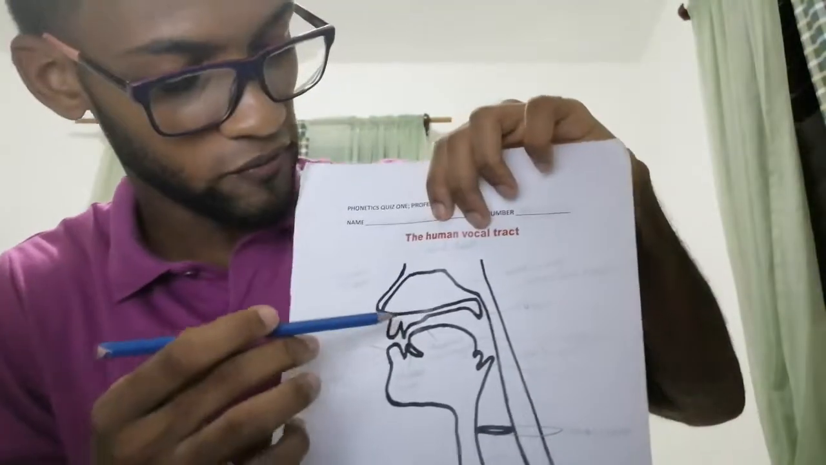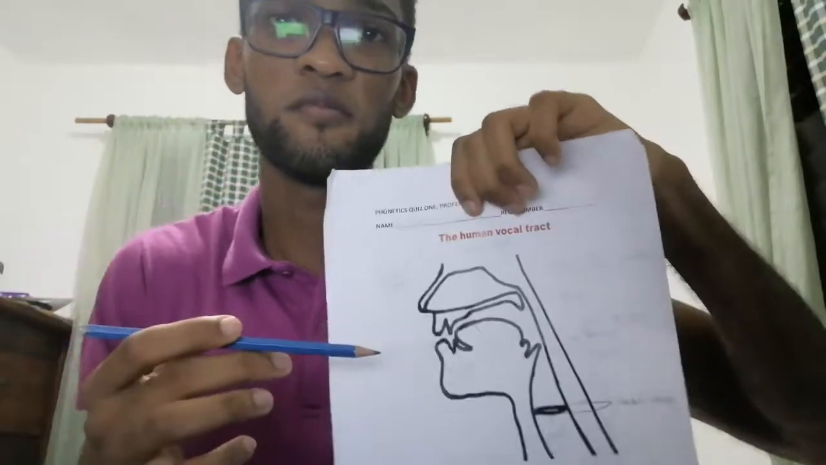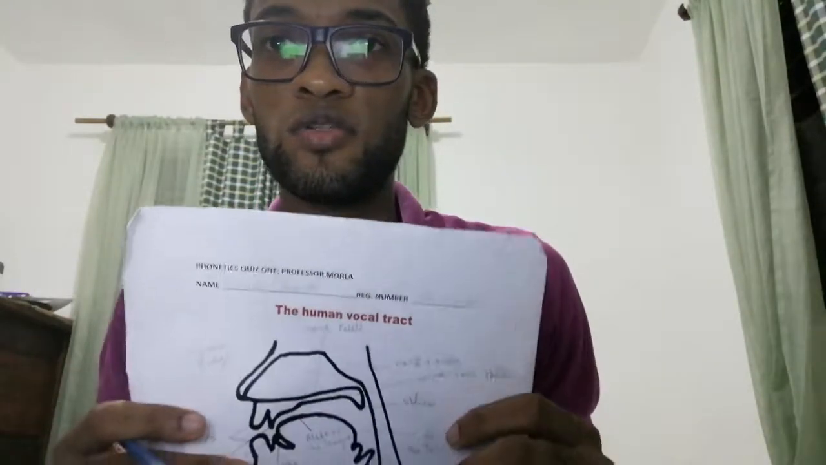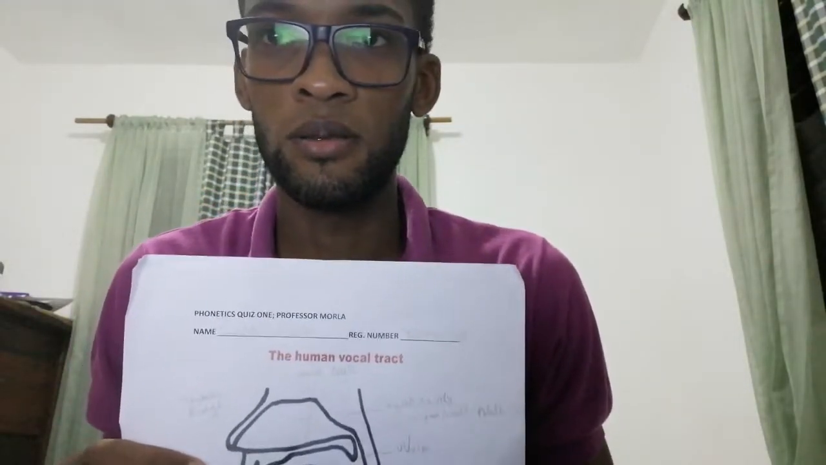Okay. The alveolar ridge, which is this part right here. The alveolar ridge is coming from here, right? So the alveolar ridge includes the area between the upper front teeth and the hard palate, used to produce consonant sounds such as t, d, n, s, and z.